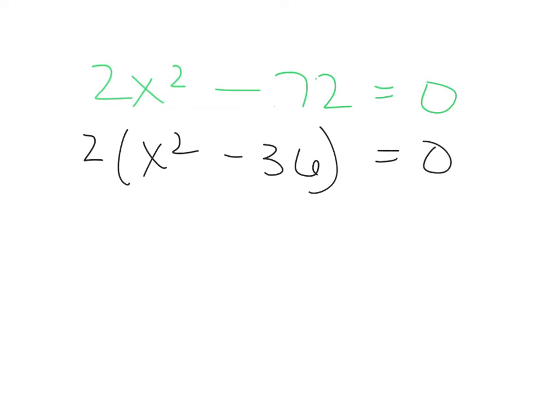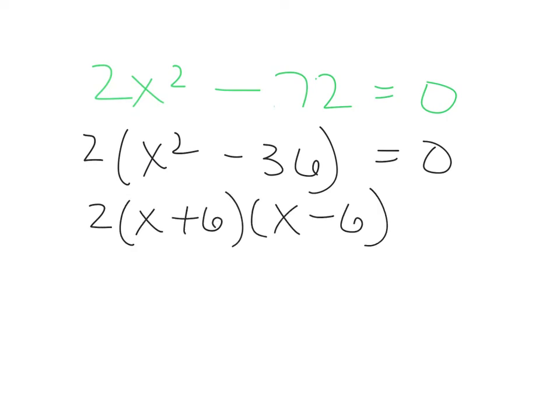But now I have to say to myself, okay, what can I do to x squared minus 36? It's the difference of two perfect squares. So here's how you write this, guys. 2 times (x plus 6)(x minus 6) equals 0. So now I'm ready to write my answer.